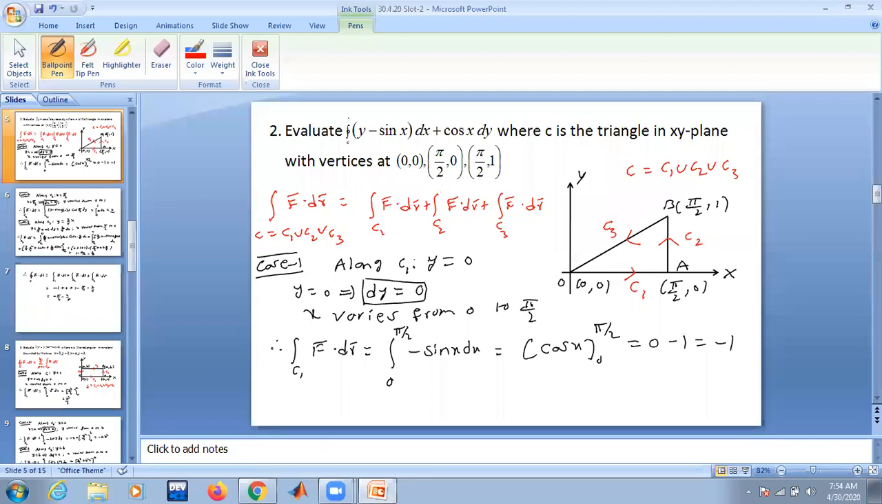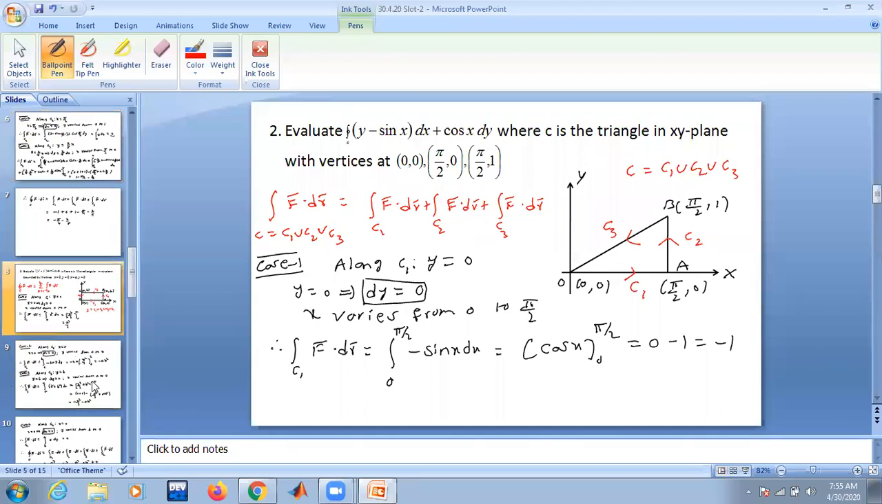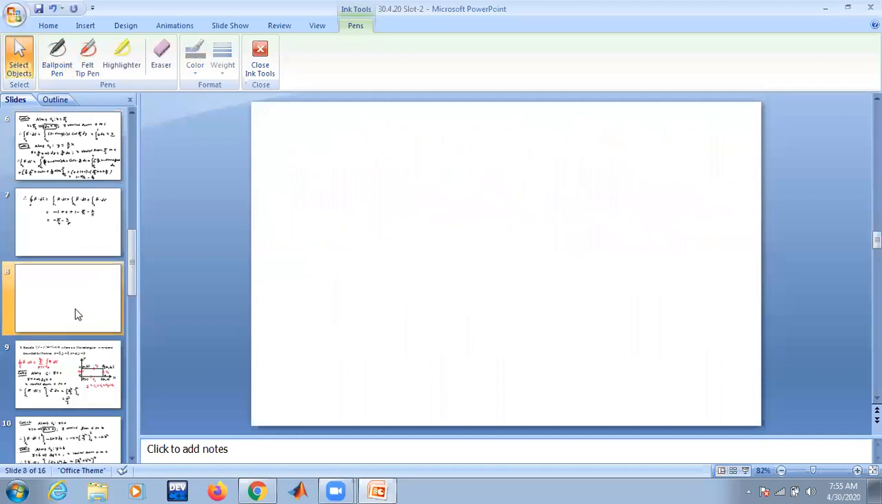Is that okay? Now we'll see the second problem. Okay, we'll verify the second problem by applying Green's theorem. So again, verification of Green's theorem.